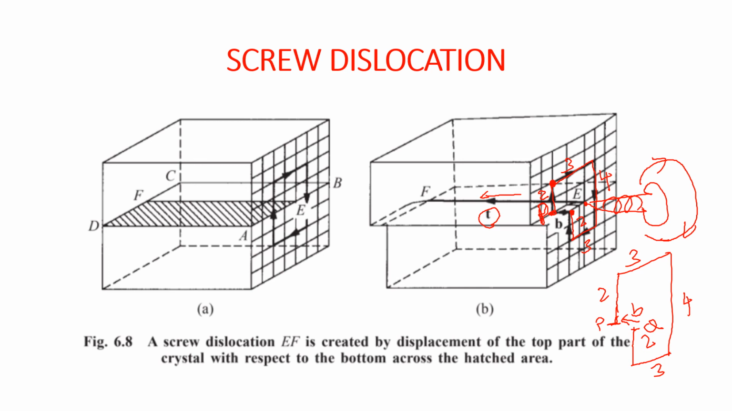Now you see here in this case the Burgers vector B is parallel to the T vector, the dislocation line unit vector T. The Burgers vector is parallel to the vector T in this case. But in the case of edge dislocation, the Burgers vector was perpendicular to the T vector. There is a difference between these two.